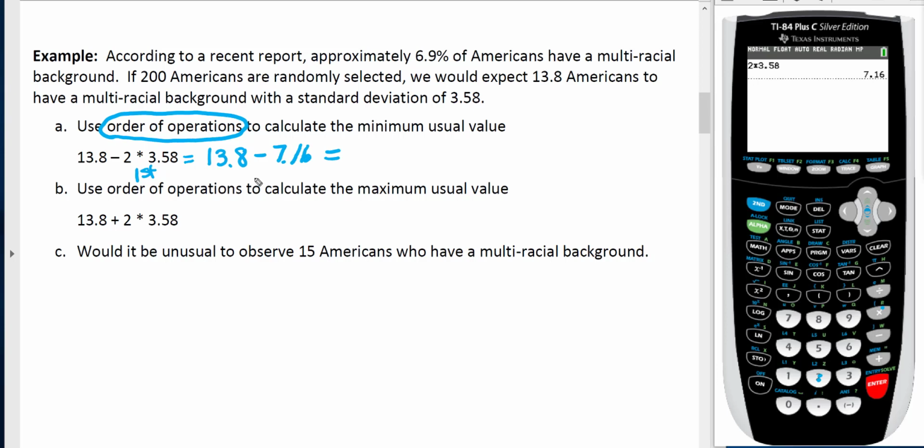Now we can perform this subtraction. So second, we're going to perform the subtraction: 13.8 minus 7.16. On our calculator, again, 13.8 minus 7.16. And our answer is 6.64. So the minimum usual value is approximately 6.64, and that unit would be Americans.